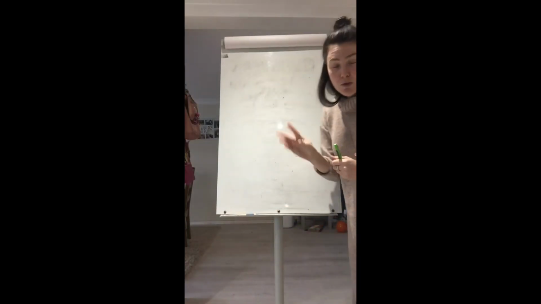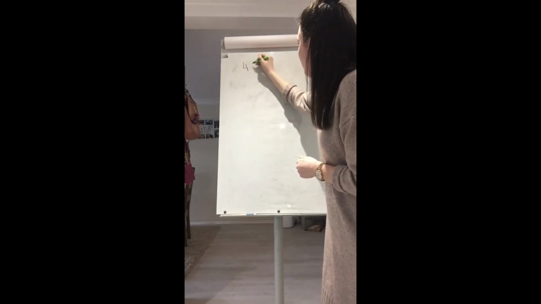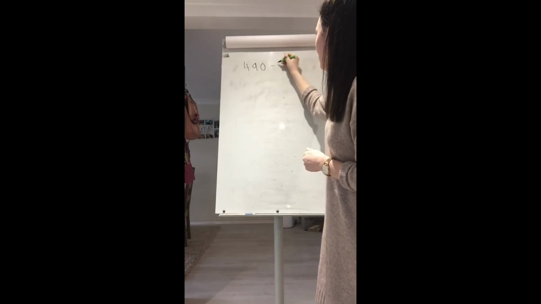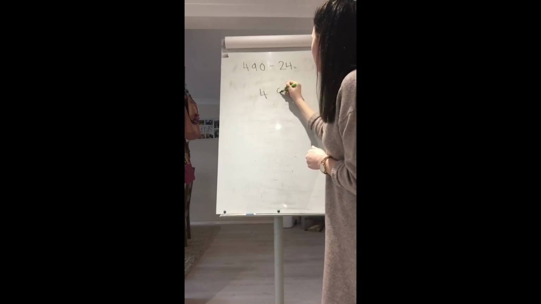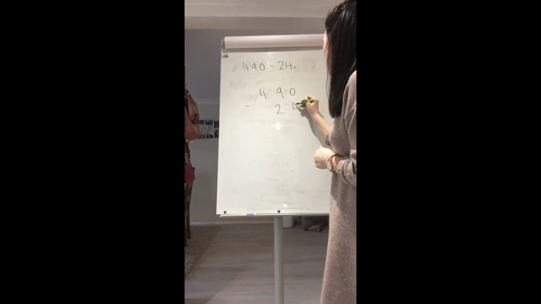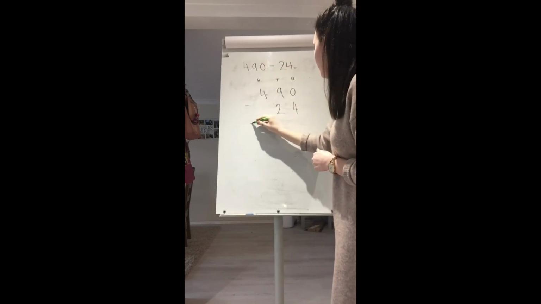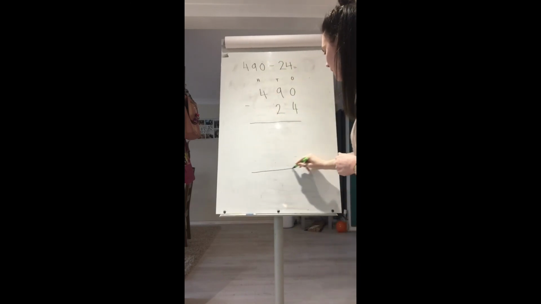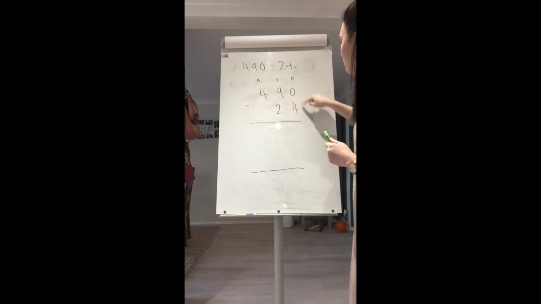Okay guys, the next one I'm going to model is question 4 because we have to exchange. So the question is 490 take away 24. So we set it up like usual, take away 24, and I'm going to write my ones, tens and hundreds above each column and give myself plenty of room. So the first thing we need to do is look at our ones column, and the problem we have is 0 take away 4. When we do column subtraction, we cannot take away a larger number from a smaller number.